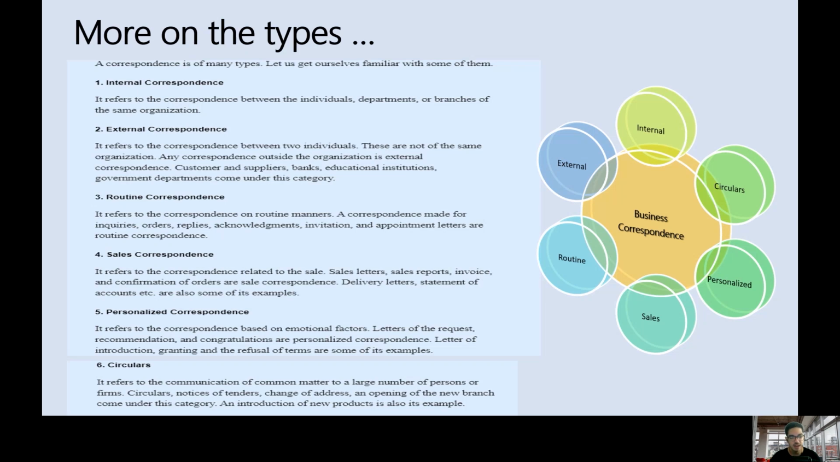Finally, number 6, we have circulars. Circulars refers to the communication of common matter to a large number of people or firms. So think of an email that is going to be sent to everybody in a branch or in a department, for example. So like we said, notices, think of maybe a new branch opening up, a change of address, a new building for the institution, maybe a new line of products or services or subscription-based services are also examples of circulars. Okay, so these were the different types of business correspondence.